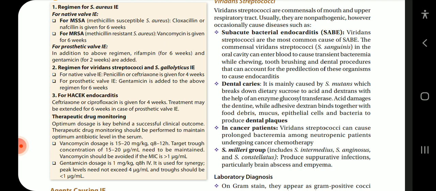Dental caries is mainly caused by Strep mutans, which breaks down dietary sucrose to acid and dextrins. With the help of the enzyme glucosyl transferase, acid damages the dentine, while adhesive dextrin binds together with food debris, mucus, epithelial cells, and bacteria to produce dental plaques. In cancer patients, viridans streptococci can cause prolonged bacteremia among neutropenic patients undergoing chemotherapy. The Streptococcus milleri group includes Streptococcus intermedius, Streptococcus anginosus, and Streptococcus constellatus. They produce suppurative infections, particularly brain abscess and empyema.